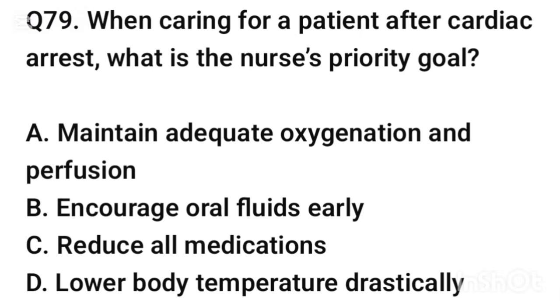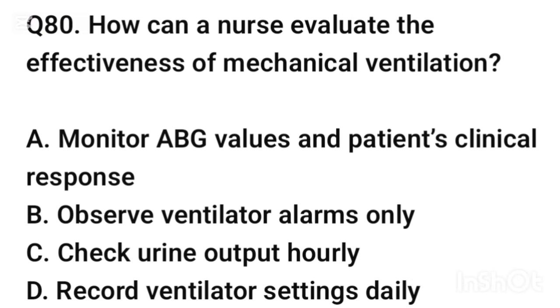Question number 79. When caring for a patient after cardiac arrest, what is the nurse's priority goal? The correct answer is option A, maintain adequate oxygenation and perfusion. Question number 80. How can a nurse evaluate the effectiveness of mechanical ventilation? The correct answer is option A, monitor ABG values and patient's clinical response.